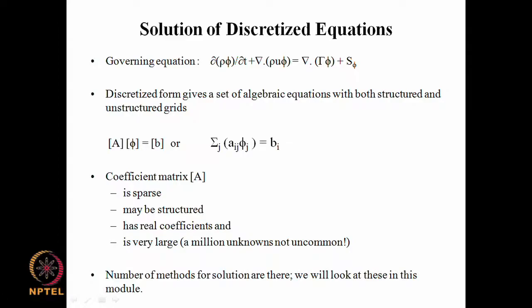So we have what we can call a compact computational molecule, in the sense that the value of the variable phi at a point is influenced only by a small number of the neighboring cell values, and the influence or the dependence does not go too far into the overall computational domain. So because of this, we will have only a few non-zero components, and therefore the matrix is sparse. Most of them are zero, and if you have say 1000 equations, each equation will have only about 7 non-zero coefficients.